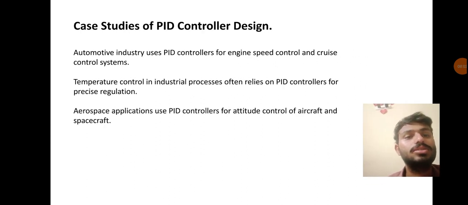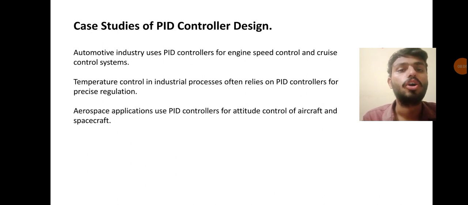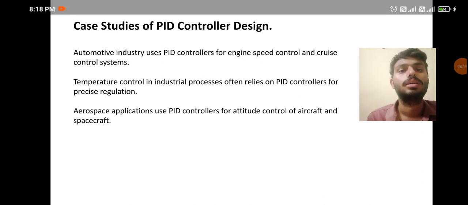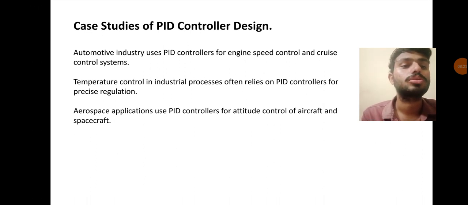Case studies of PID control designs. The automotive industry uses PID controllers for engine speed control and cruise control systems. Temperature control in industrial processes often relies on PID controllers for precise regulation. Aerospace applications use PID controllers for attitude control of aircraft and spacecraft.